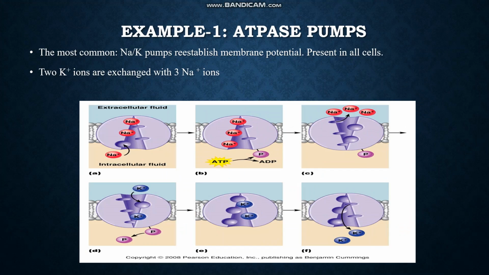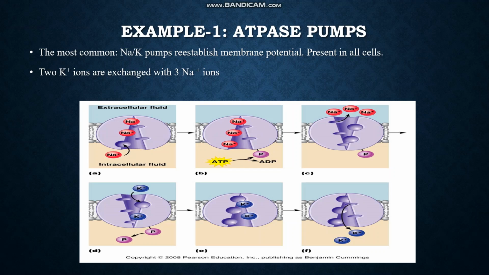So the most common example of active transport is the sodium potassium pump, that is the ATPase pump. The sodium potassium pump system moves sodium and potassium ions against large concentration gradients. It moves two potassium ions into the cell, where potassium levels are high, and pumps three sodium ions out of the cell and into the extracellular fluid.